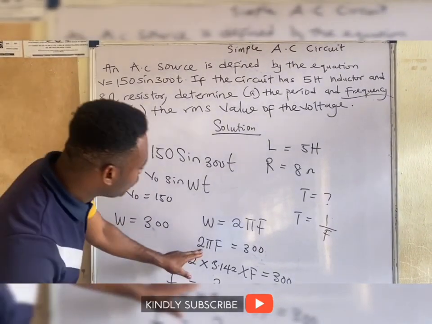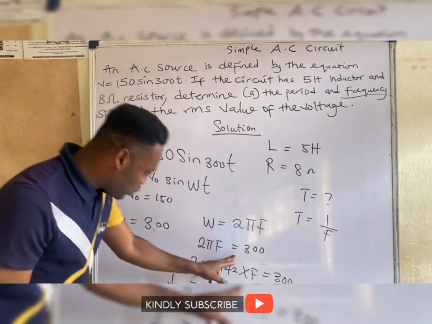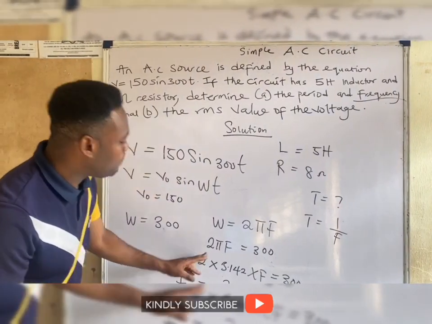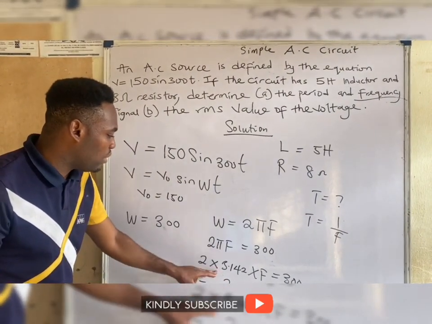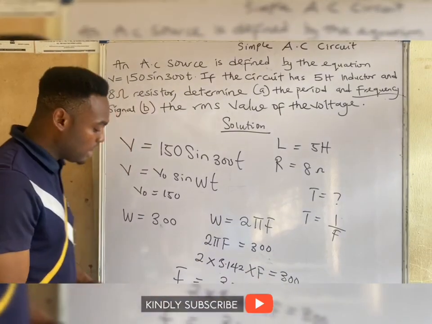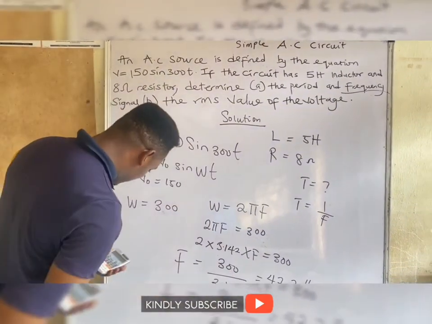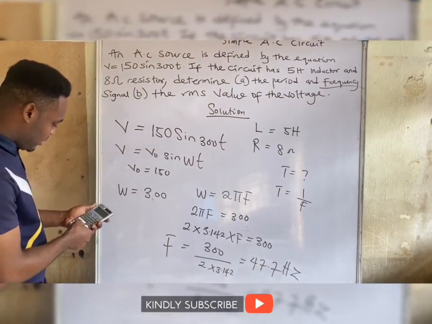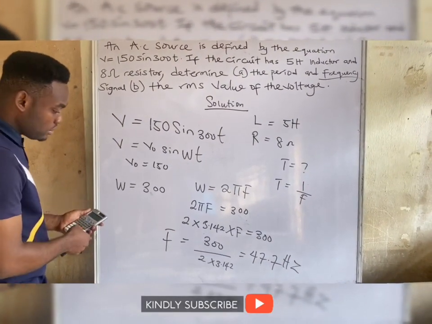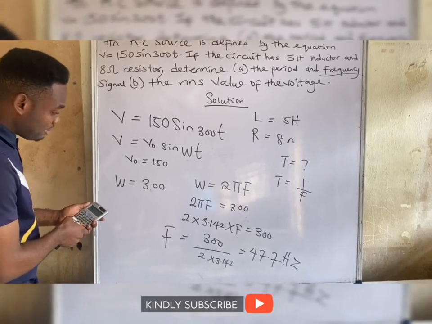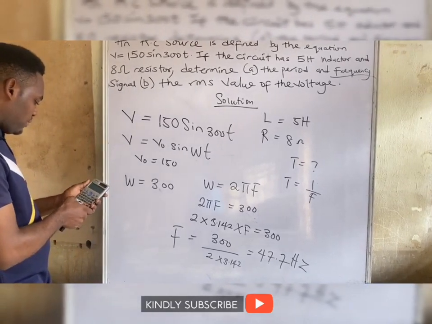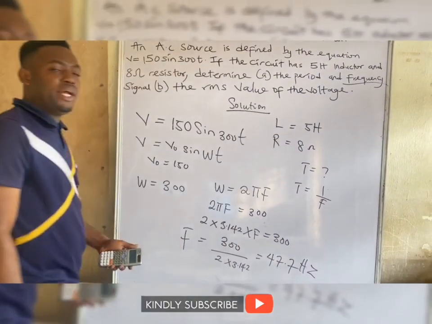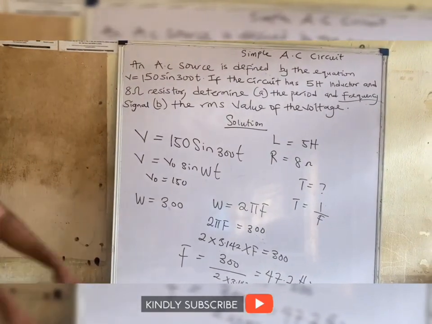So I'm going to equate 2 pi F, which is W, equals what? 300, which is W. So by the time I do that, pi is 3.142. 2 times 3.142 times F equals 300. So let me punch the calculator to confirm our answer. 300, then by 2 times 3.142, and we get 47.7, correct? So that's our frequency.